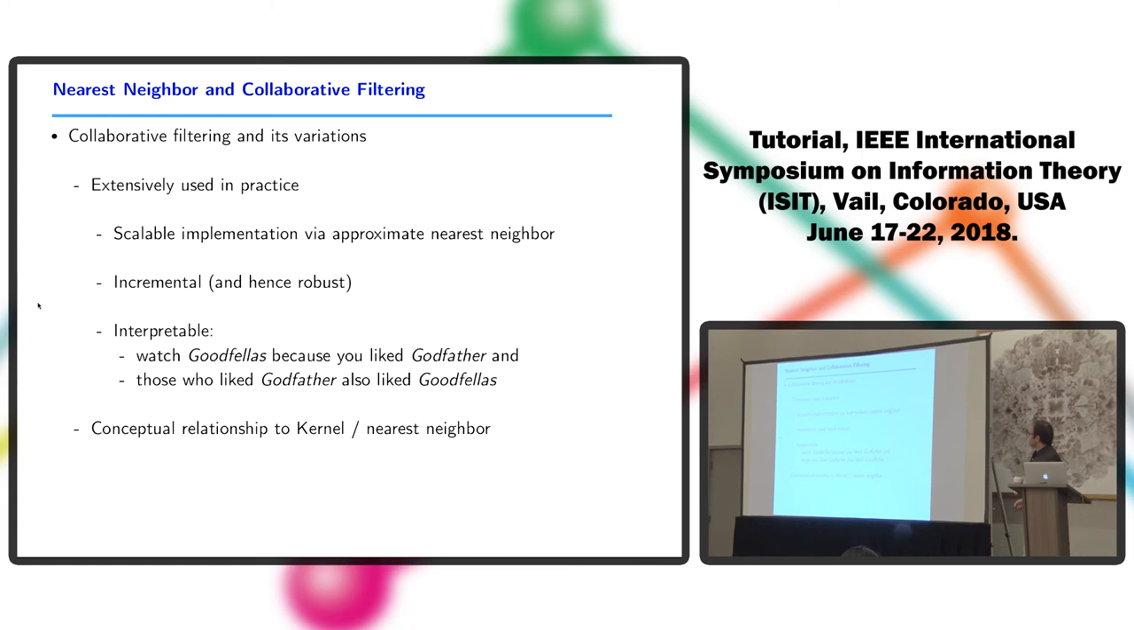These are, again, the reasons why I'm a big fan of collaborative filtering and its variations: people use it in practice, and we used it very heavily in practice. It has an interpretation, as I mentioned. It's incremental. If you build it at scale, it has very nice connections to approximate nearest neighbor indices in computer science, and to computational geometry. And of course, it has a relationship to the mother of all things.